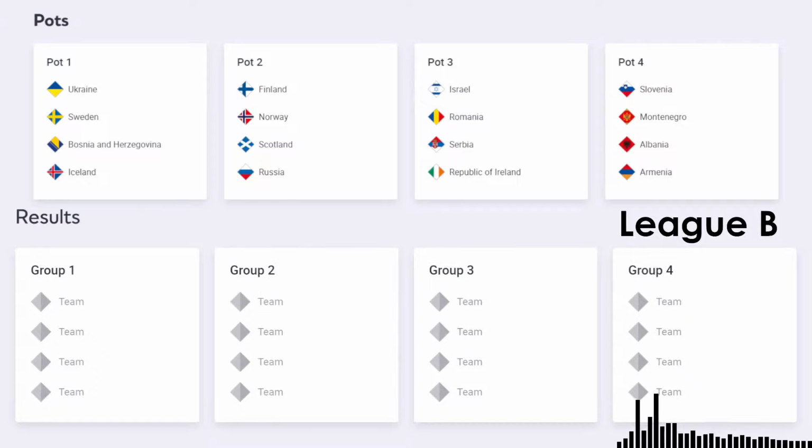Moving on to Pot 2: Finland, Norway, Scotland and Russia, and in Pot 3, Israel, Romania, Serbia and Republic of Ireland, and on Pot 4, Slovenia, Montenegro, Albania and Armenia. So these are the teams included in the 4 pots. We have to wait for the League B draw to start.